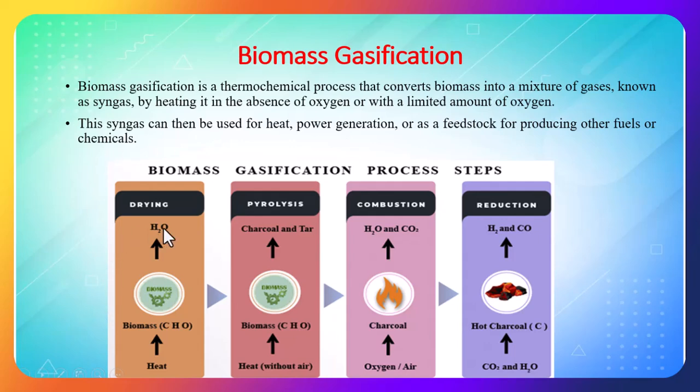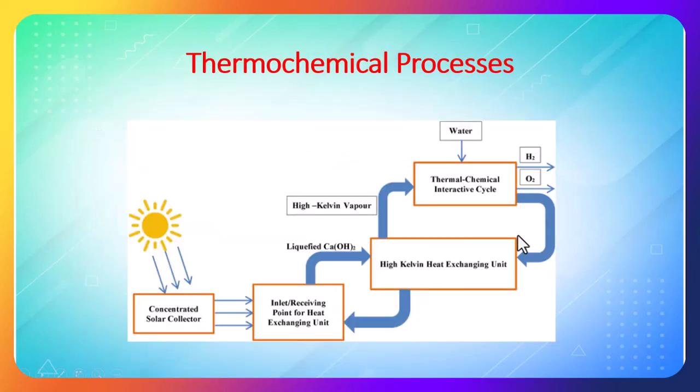So here we have drying. The first process is drying. We dry it, then we get it to charcoal, then we combust it, then we do the reduction process. Here a little bit of oxygen will be provided, and here no oxygen will be provided, which will liberate H2 and CO.